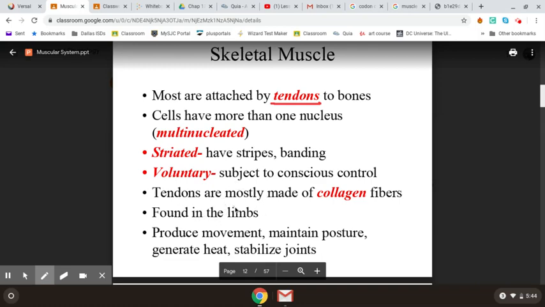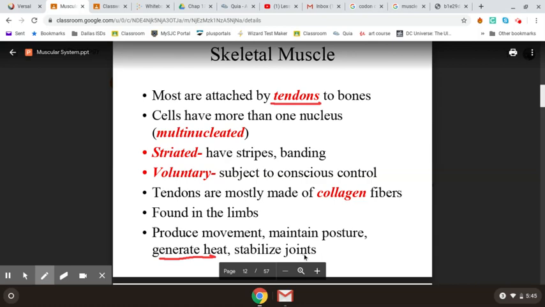We're going to find our skeletal muscle in our limbs. We're also going to find it in our torso, in our chest, and they're going to produce movement. They're going to maintain posture, help you stand up straight. That's important to your anatomy. They're going to generate lots of heat, and we know that because we sweat when we move around a lot. When we're using our skeletal muscles a lot, a lot of heat is generated, and that causes us to sweat.